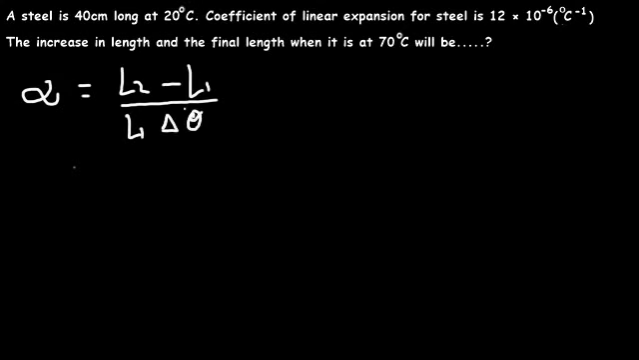So the goal is to determine the increase in length and the final length. And keep in mind, when they said increase in length, they are referring to the change in length. So now let's begin by writing the formula. So the linear expansivity alpha is simply equals to L2 minus L1 all divided by L1 multiplied by the change in temperature, theta.